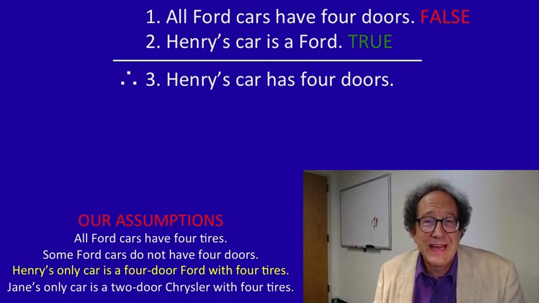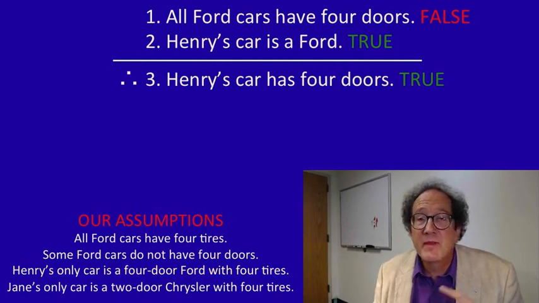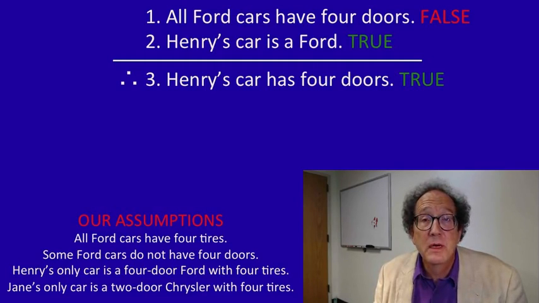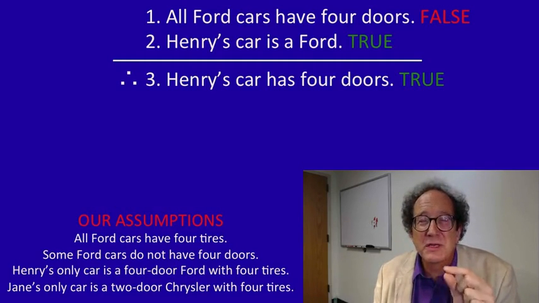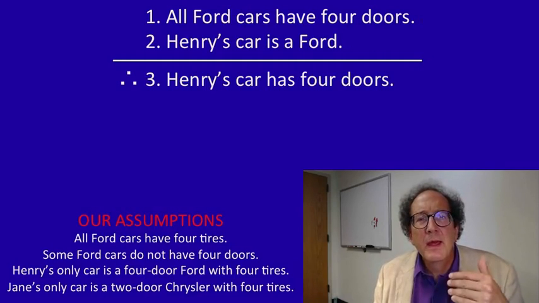And the conclusion, is that true? Yes, it is true that Henry's car has 4 doors. But remember, the fact that that's actually the case doesn't tell us whether or not it's valid. So, is it valid? That depends on whether it's possible for the premises to be true and the conclusion false. The premises aren't actually true, but is there a possible story that you could tell that would be coherent where the premises are true and the conclusion's false? That's the test of validity. So let's apply it to this case.